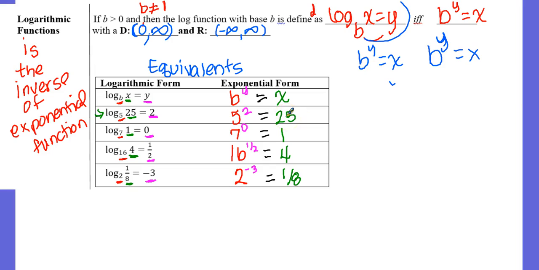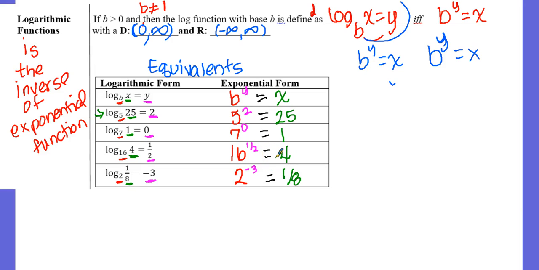So you'll find a lot of times when you're solving a log that you're not comfortable in logarithmic form, so you will convert it to exponential form so that you can just get it taken care of and see what you need to see. Okay? So there's that.